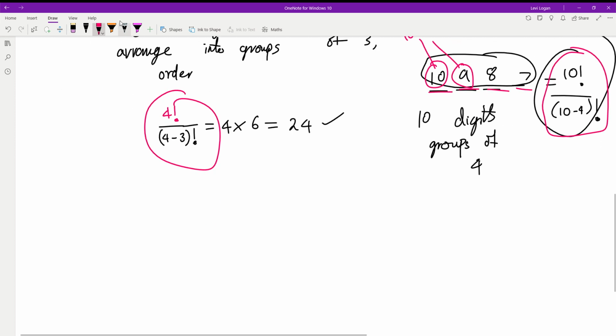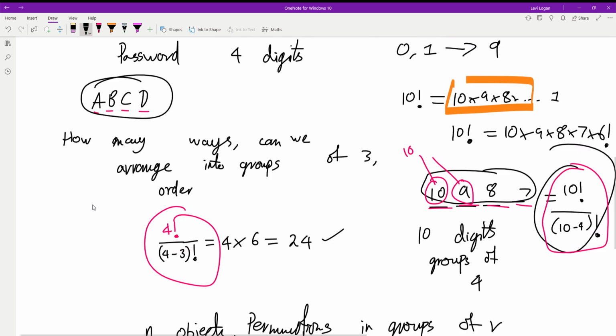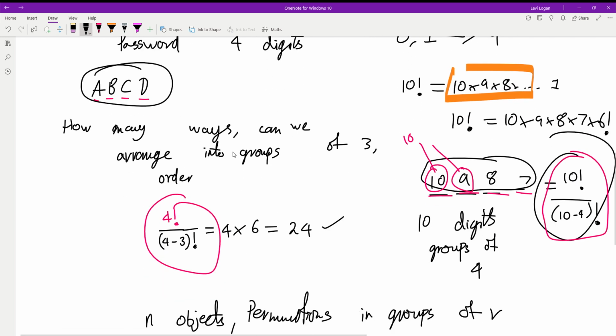So if you have n objects and you want permutations in groups of, let's say, R, where R needs to be smaller than n. So you notice how this number here, how we've put them in groups of 3, it cannot be larger than the actual entire group. So for example, you've got 10 digits, you can't create a permutation with 11 digits. It just won't be possible.